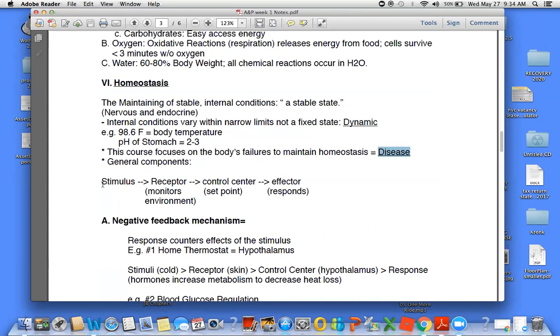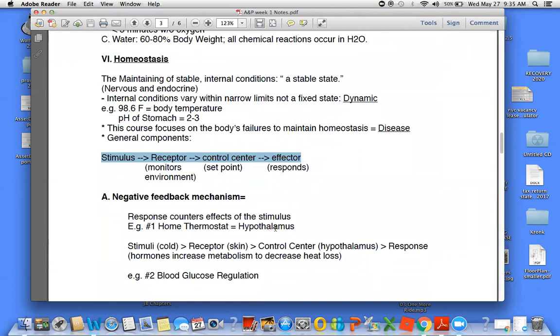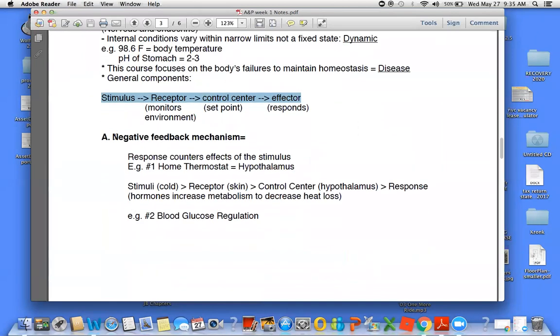I have this here: stimulus, receptor, control center, effector. These 4 terms represent the general components of how we maintain homeostasis. So why don't I just give you a couple of examples, all right? Negative feedback and positive feedback. Body temperature, pH of different parts of the body, like the stomach, all are examples of homeostasis. And most homeostasis is maintained by something known as negative feedback mechanisms, all right?